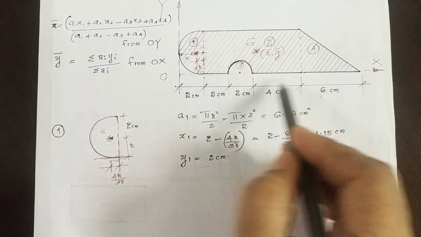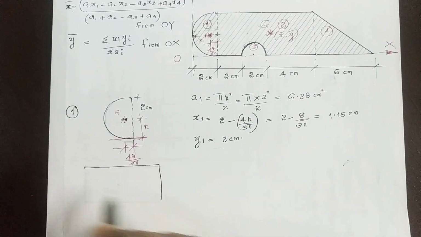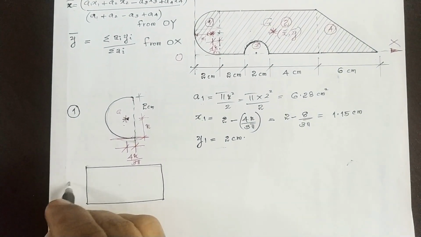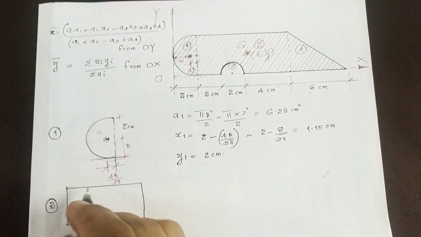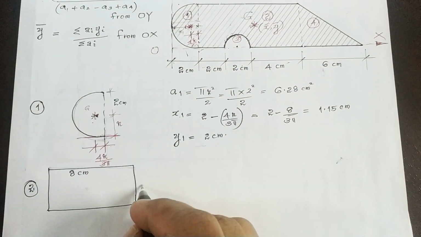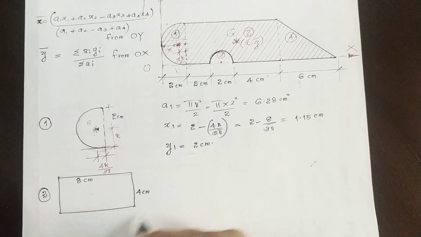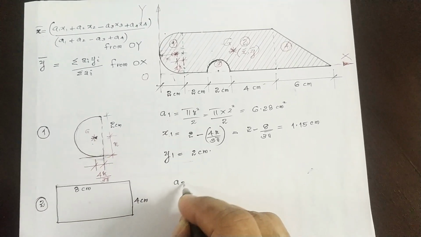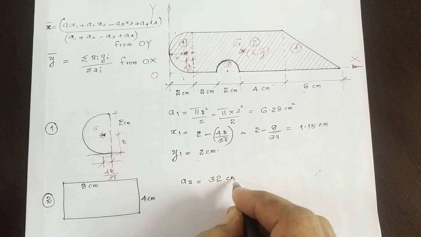Now let's see the second figure, the rectangle, figure number 2. What's the base? 2 plus 2 plus 4, 8 centimeter. This is 8 centimeter and the height is 4 centimeter. So we have a rectangle of size 8 by 4, and A2 is the area, 8 fours are 32 centimeter square.